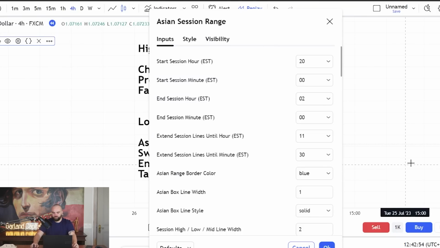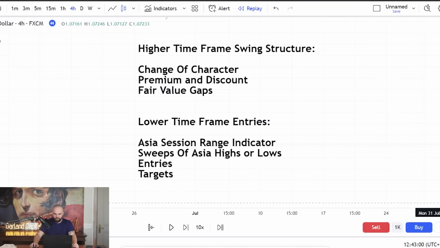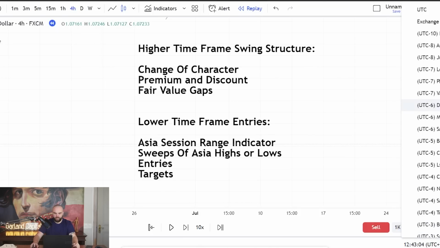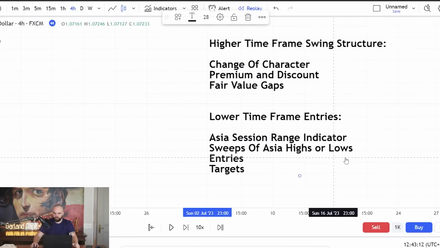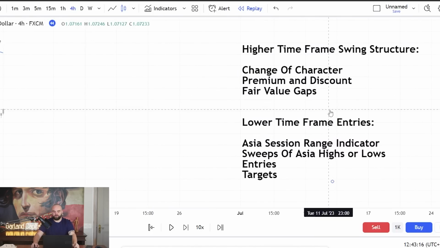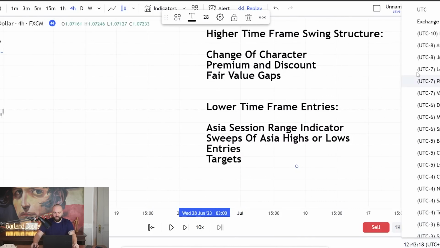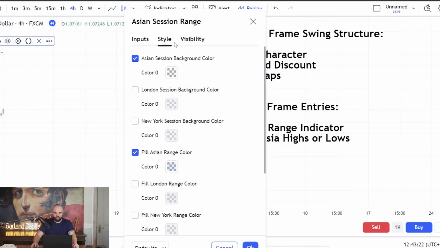So you can use any time zone you want when you're trading this way. I have it set to Johannesburg because I'm in South Africa, so it just works for me. You can obviously use UTC -4 for New York, if you're in the Eastern Standard Time Zone, or you can use GMT or UTC if you are in the UK. So it's all up to you. This does not matter. This Asian range indicator will automatically have everything you want.